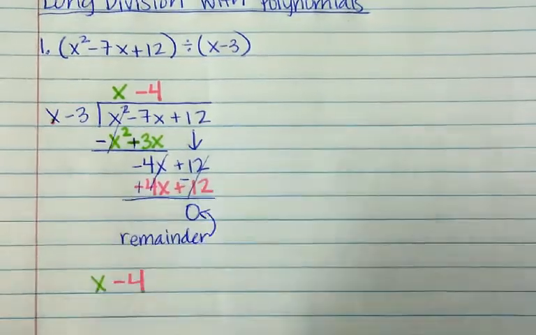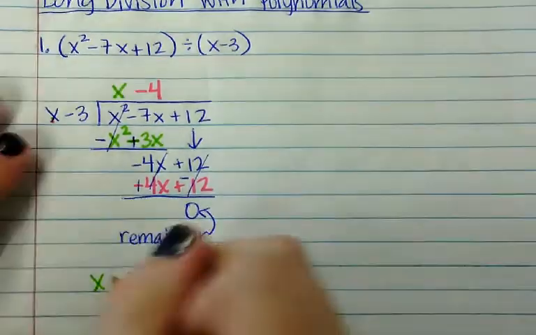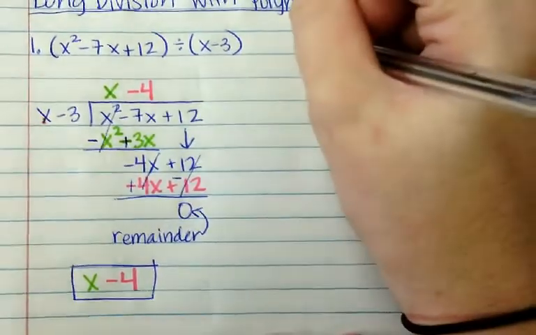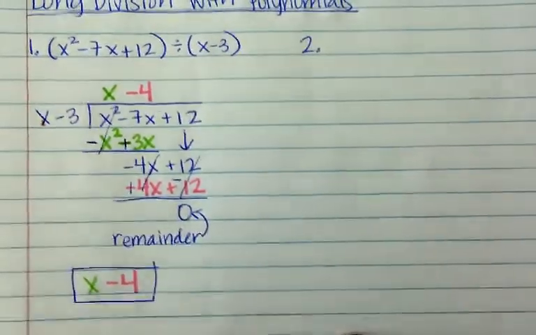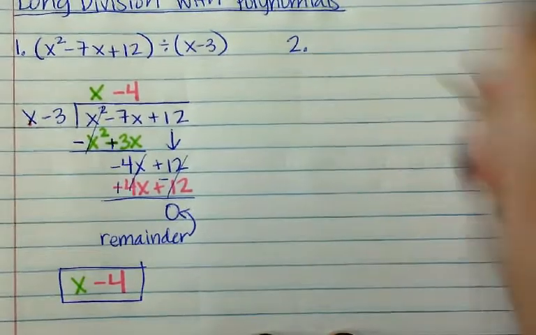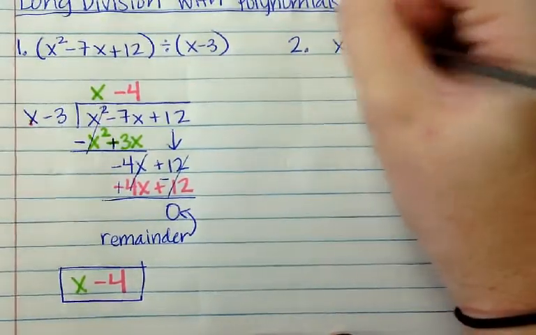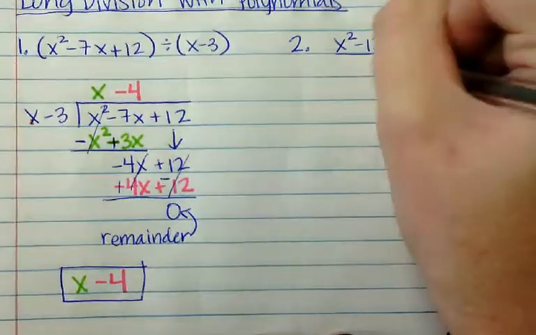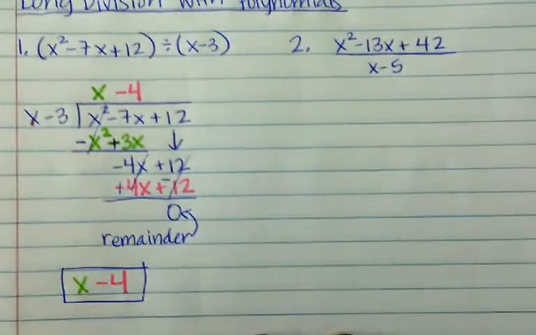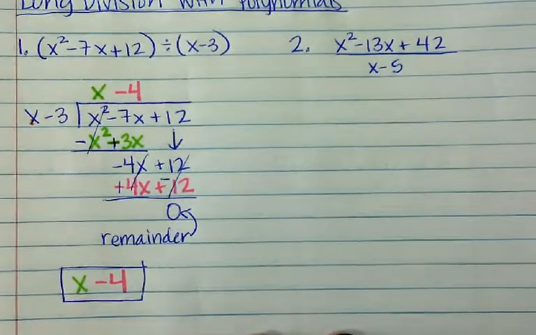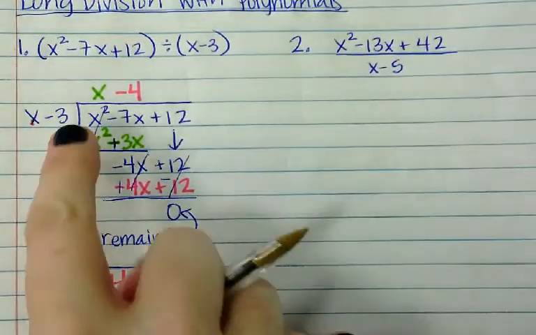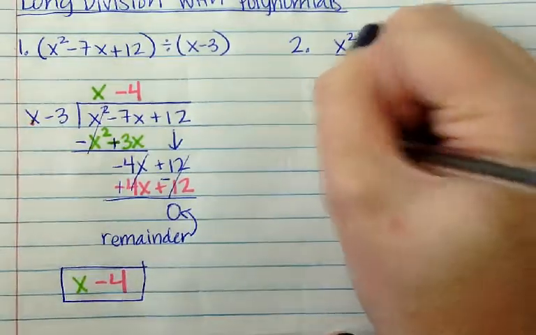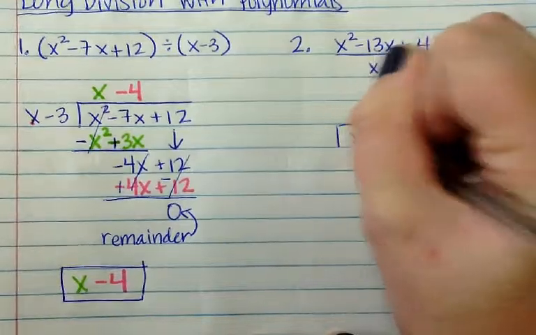All right? So let's look at number 2. Good questions, okay? So I'm going to do number 2. And the way I'm going to set up number 2 is I'm going to set it up as x squared minus 13x plus 42 over x minus 5. Are you good with that? So we're going to set this one up very, very similar to the way we set this guy up. Inside of our little division here, we're going to do our x squared minus 13x plus 42. And on the outside here, we're going to have x minus 5.